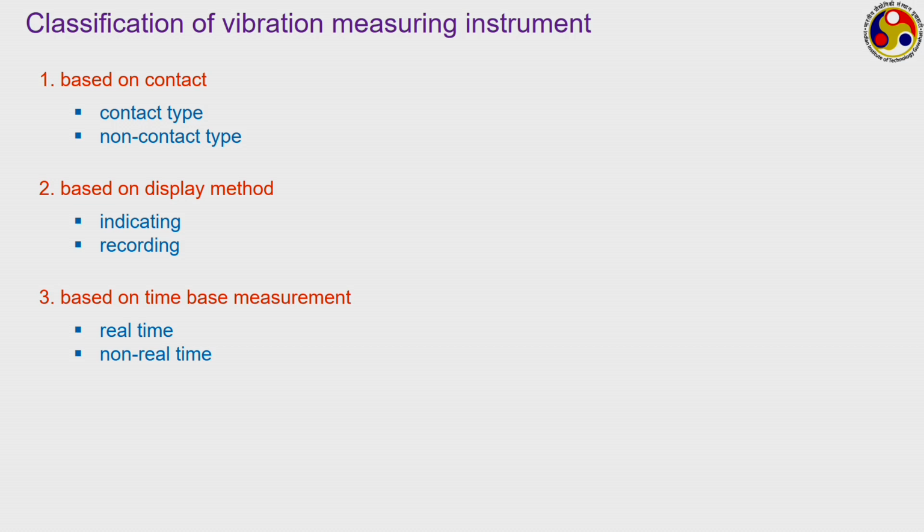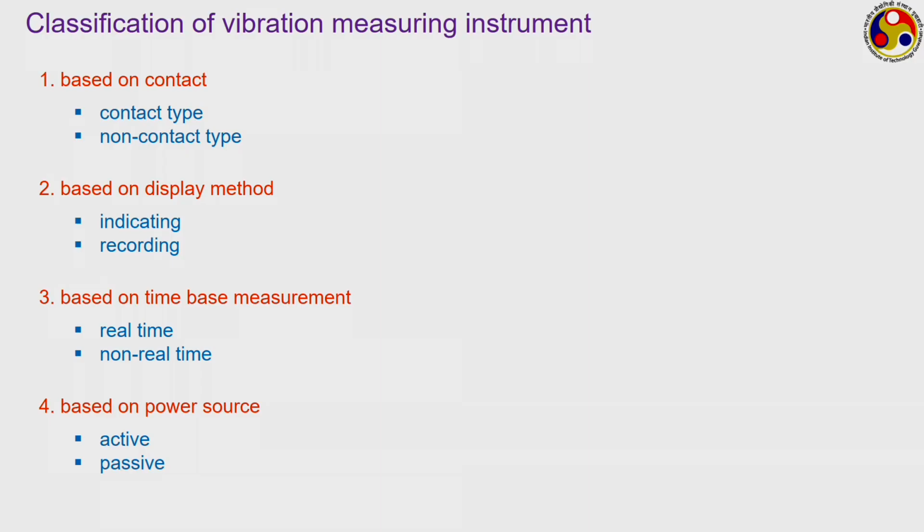So, we go for the non-real time type measurement, where we do not have to bother too much about a long data set. We just take one reading, ensure it is at a satisfactory level or within permissible limit, and then we go back to the work. However, in case of real time measurement, we do have to record the data over a long period of time. And finally, the classification is based upon power source. If the instrument has a power source inbuilt in it, then we call that an active device, whereas if it does not require any separate power source, we call it a passive device.